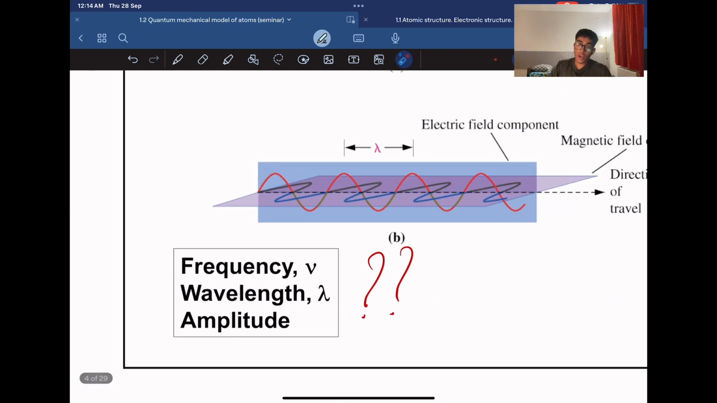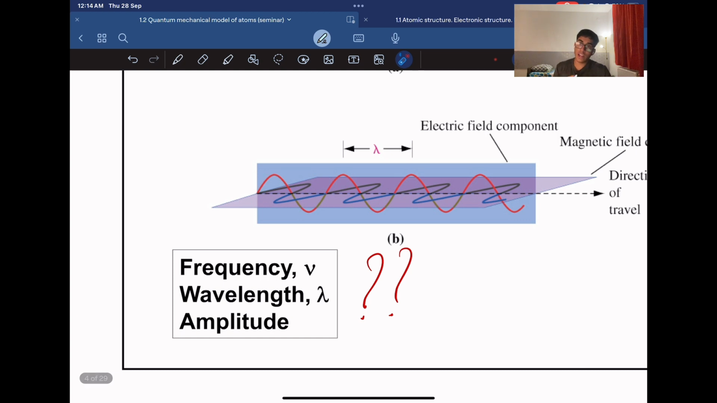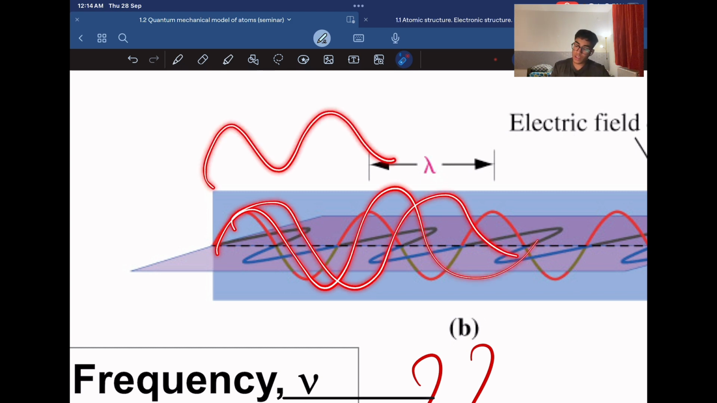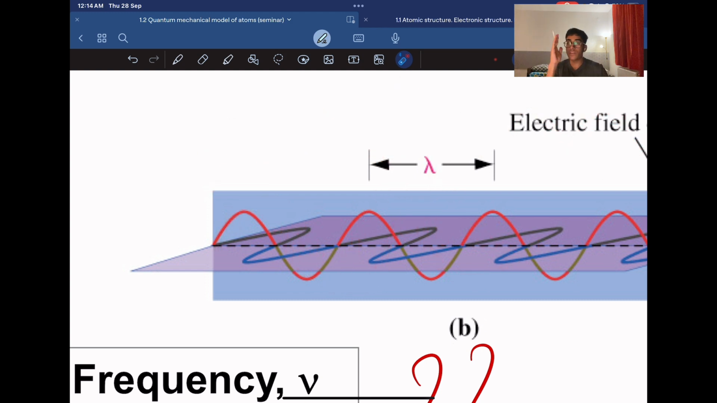Now, moving on, we need to understand a few terms: frequency, wavelength, and amplitude. Frequency is the number of waves traveling through a certain point. Let's say I take this point over here. The waves are moving like that, like that, like that. The number of waves traveling to that point in 1 second is the frequency.